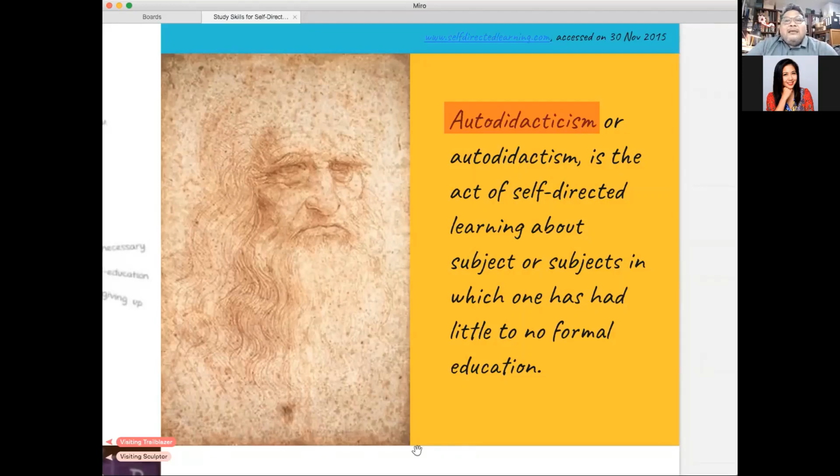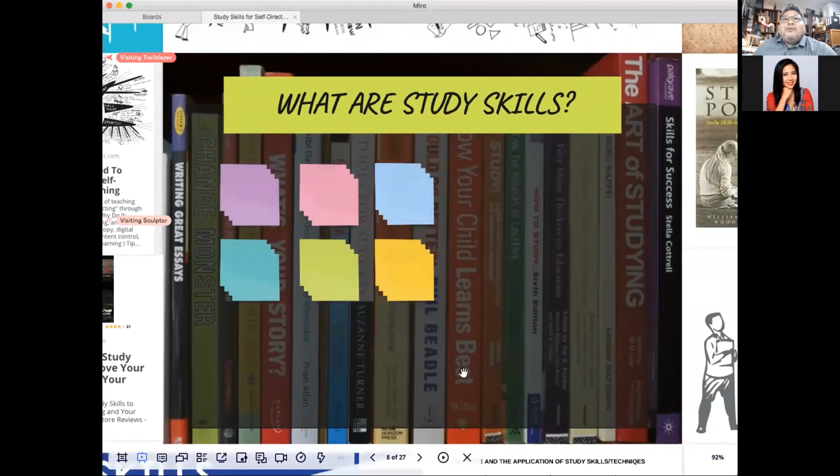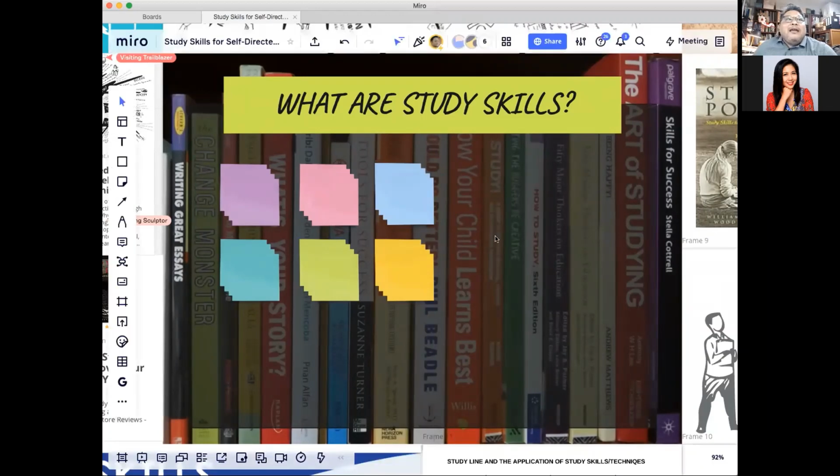And hence, since 1998, I have been trying to find ways to help students, one, to be self-directed, and two, not to be reliant on private tuition, which today can be quite costly for most families. So before I begin, for those who are on the board, I would like to invite you to share very quickly what you think are study skills.